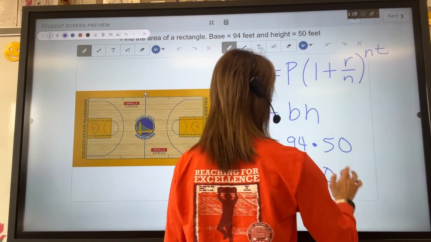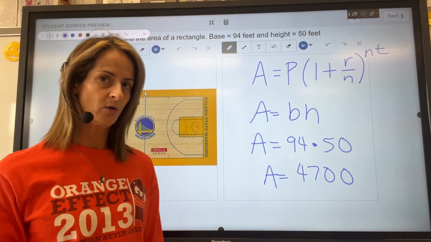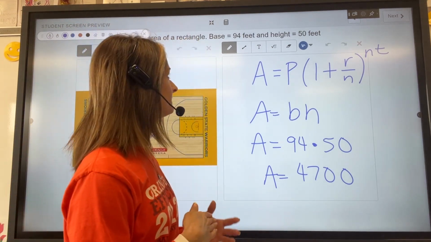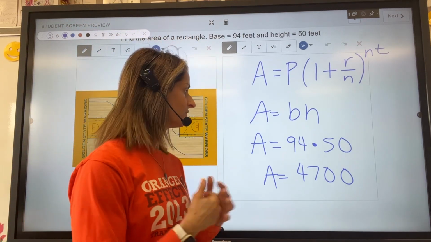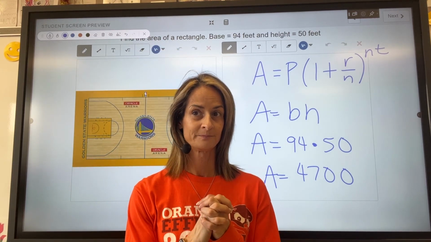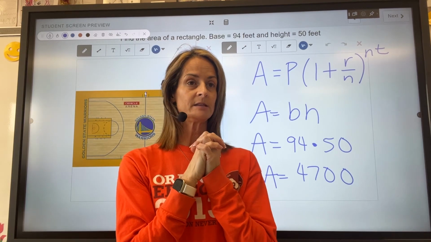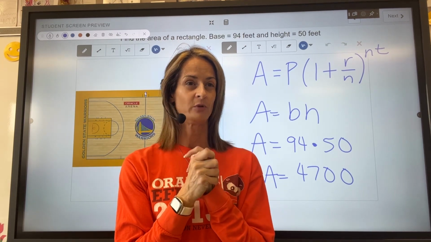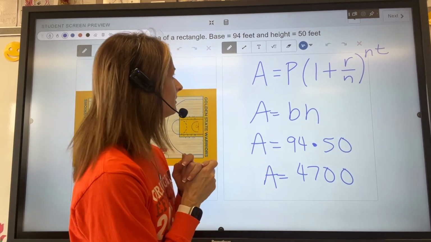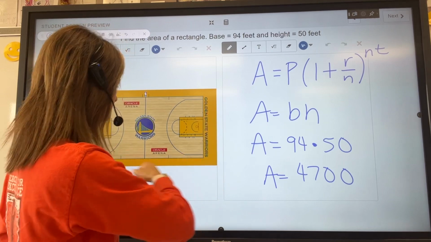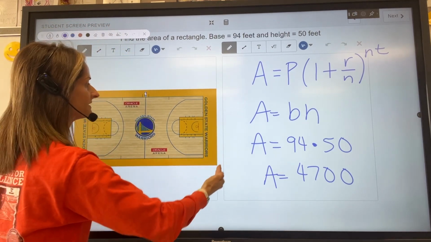4,700. Now, we are working with area right now. What are the units? That's 50 feet by 94 feet. The area is 4,700. What are the units? Area. Feet is a distance you can measure with a ruler, but you can't measure area with a ruler. The length and the width are feet, right? So this is 94 feet and this is 50 feet.